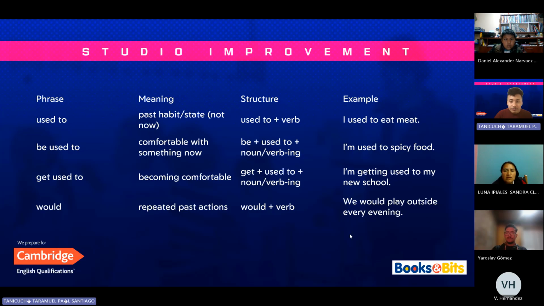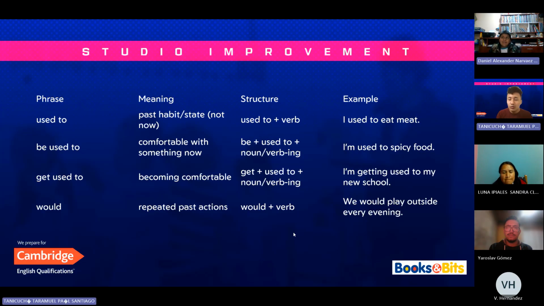Here we have a chart so that you can take a look at a summarized way of using used to, be used to, get used to, and would. So remember, used to means past habits, states, not in the present, not now. Tell me, my dear Daniel. One question. Used to is like actions, but would is for past habits, only for feelings, not past actions that I do it?